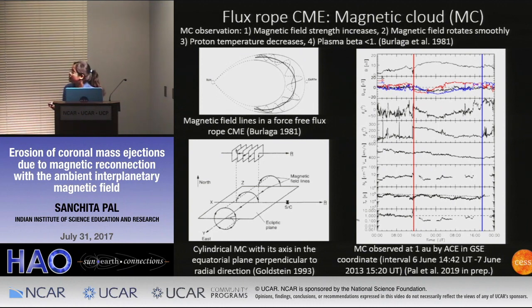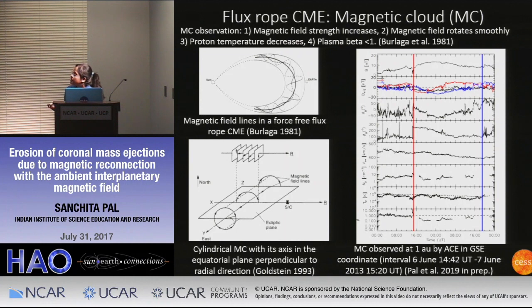So you can see that the magnetic field intensity increases from the normal ambient value, and the magnetic field has smooth rotation. Like this red one is defining the By field, that is the azimuthal field. So this has rotation from north to south, from south to north, and the blue one is the BZ of the magnetic field. So it was completely southward. I think it has caused the geomagnetic storm too.